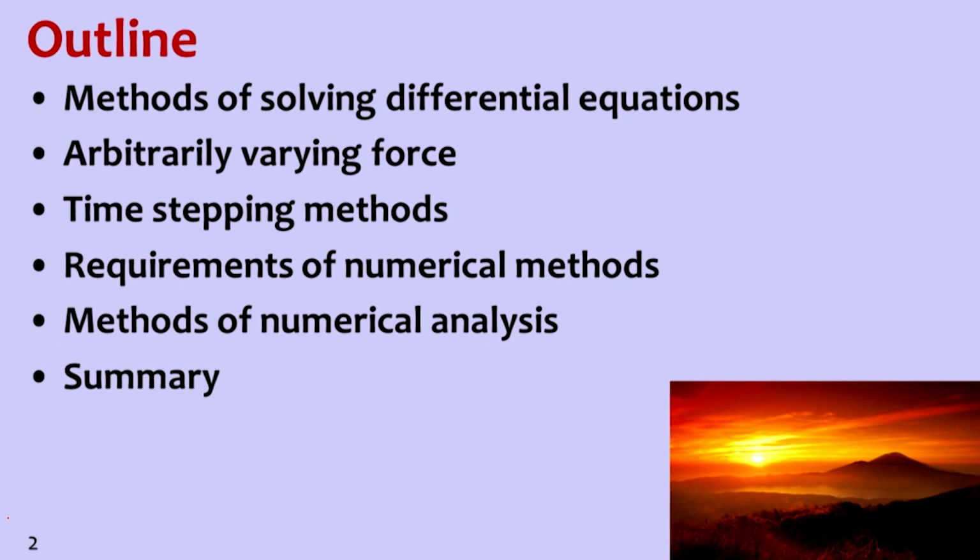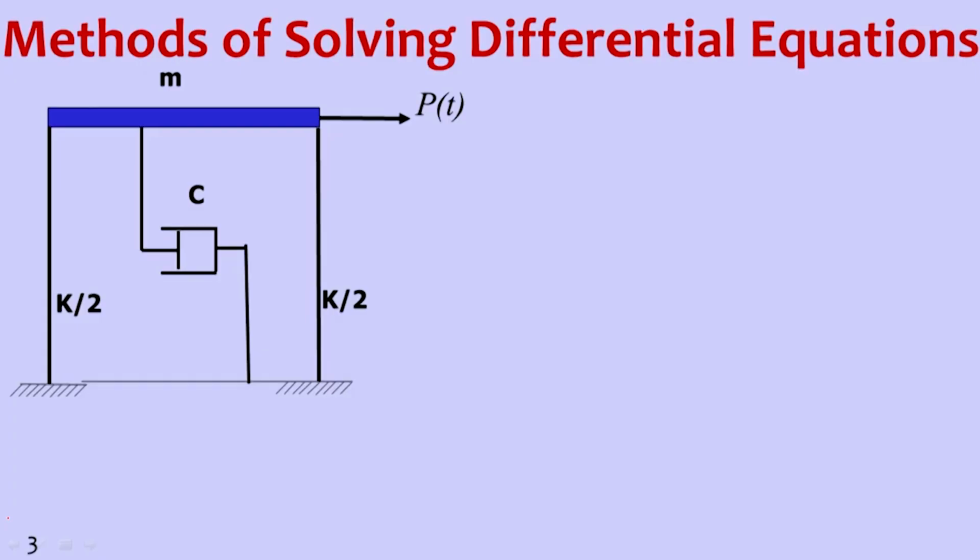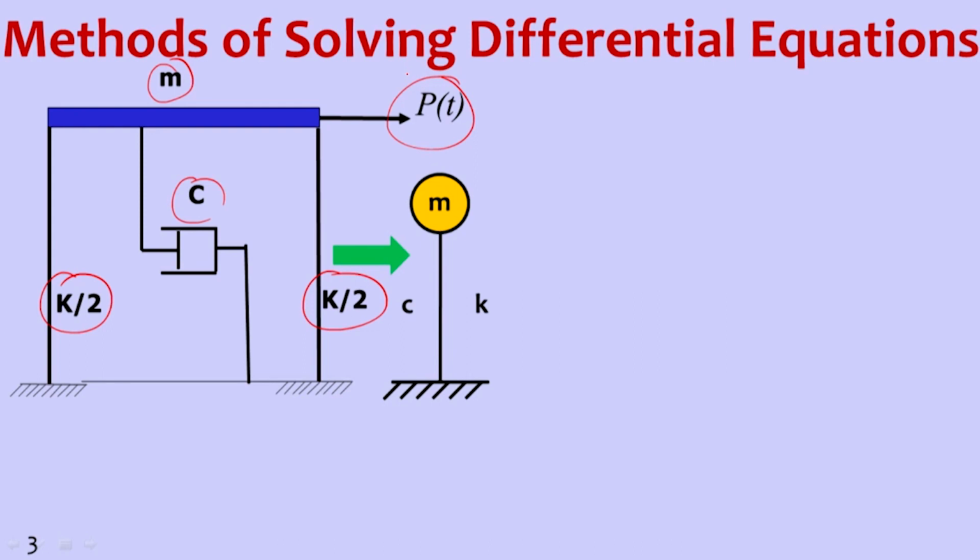So, methods for solving differential equations. This is a single degree of freedom system where the mass of the slab is present. It is supported by two columns, and damping. As you can see here, mass is present here, stiffness of supporting columns, damping present in the system, and then excitation. Then we can idealize this system as a single degree of freedom system.